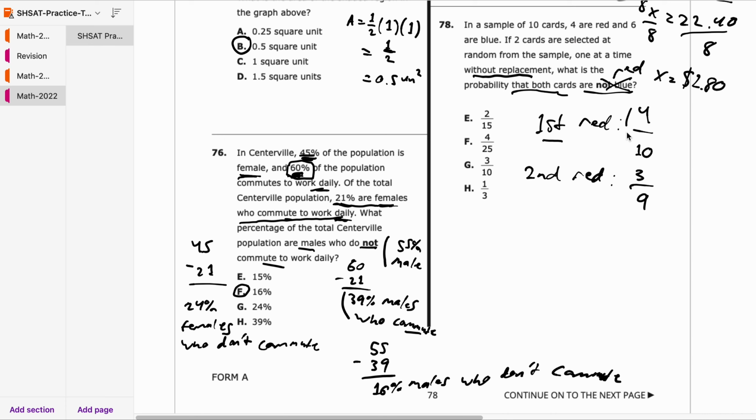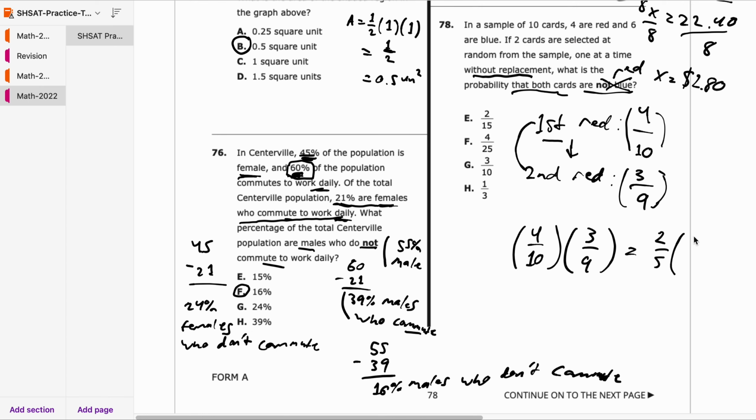So these are our probabilities of picking red the first time and the second time, given that we picked red the first time. And we need both of these events to happen, so we multiply the probabilities together, because we're picking red both times. Okay, and now let's simplify. 4/10 is 2/5, and 3/9 is 1/3. So this would be 2/15.